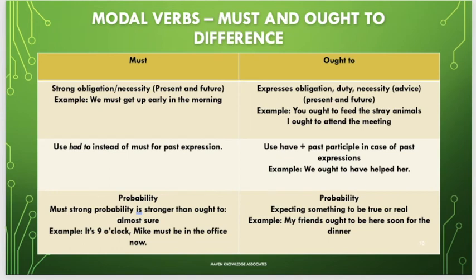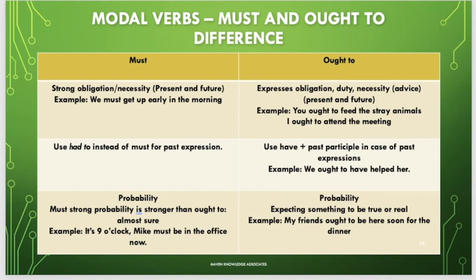So next one is probability. So whenever we use must in case of probability, must has a stronger probability than ought to. It's like you're almost sure about that. So it's 9 o'clock. Mike must be in the office by now.